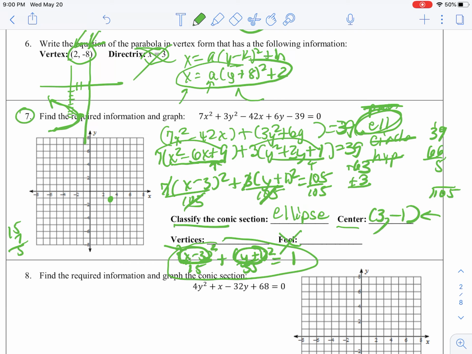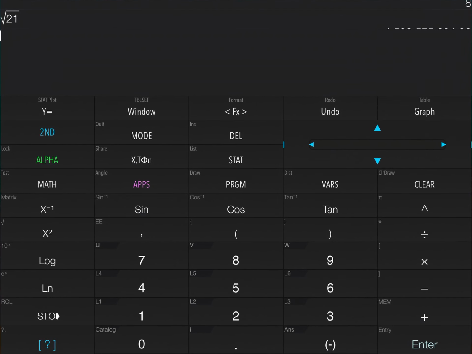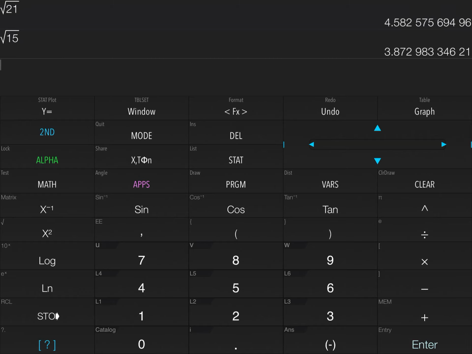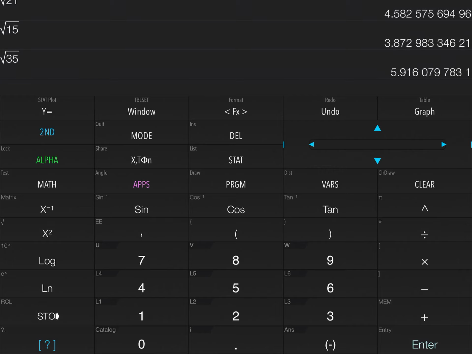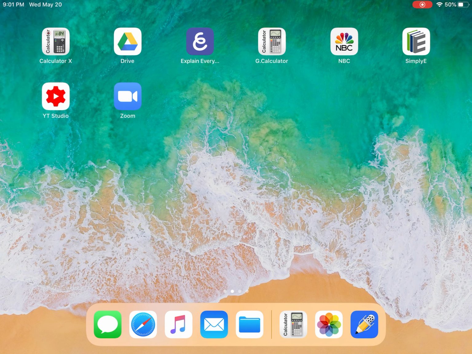3, negative 1. And then underneath the x coordinate, I'm going to go across square root of 15, which I think I have on my calculator here. Oh, I don't. All right, so square root of 15, and I'm also going to need the square root of 35. I'm going to go out square root of 15, which is 3.8, and up and down square root of 35, which is almost 6.